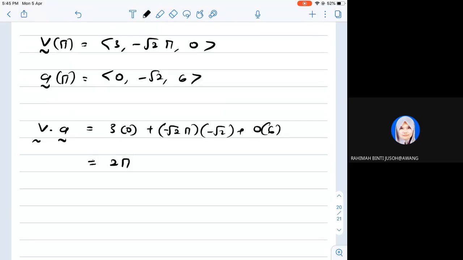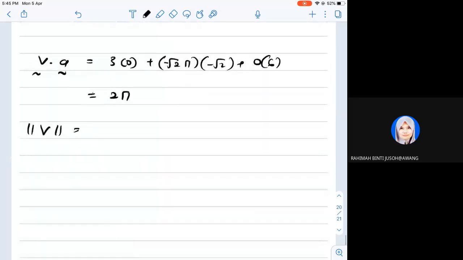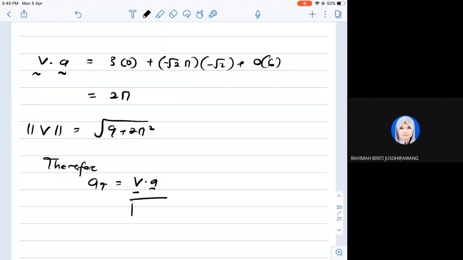Okay, so speed tadi ni 9 tambah 2 pi kuasa 2 ni. So punca kuasa 9 tambah 2 pi kuasa 2. Okay, so therefore the answer is therefore AT equals to V dot A divided by square root of 9 plus 2 pi squared. Understand guys?